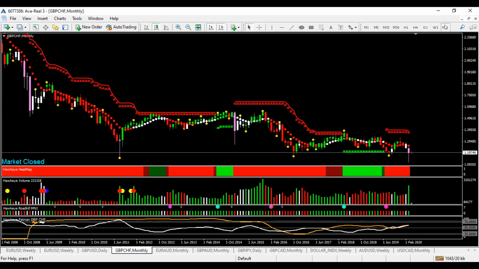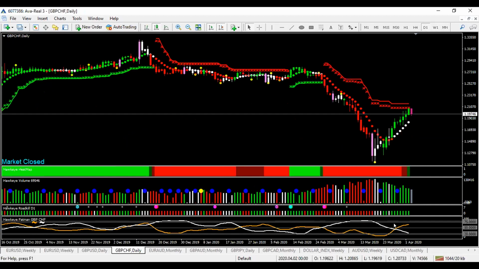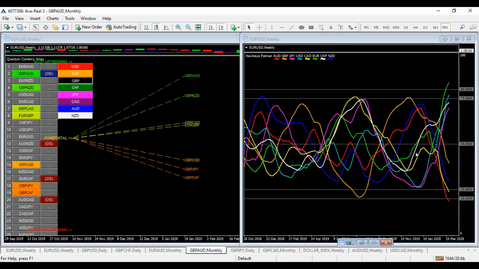Pound against the Swiss franc. On the monthly, this may not have much move, but we'll check the weekly. The weekly shows the CHF. This color is the CHF and the orange is the pound. It shows the Swiss franc in strength, but on the daily, it's the opposite. So I really don't have any clarity on this.